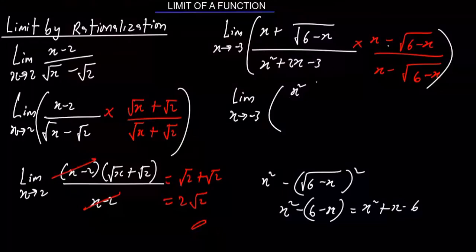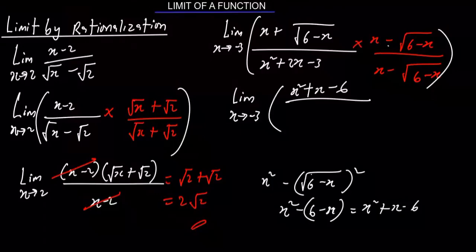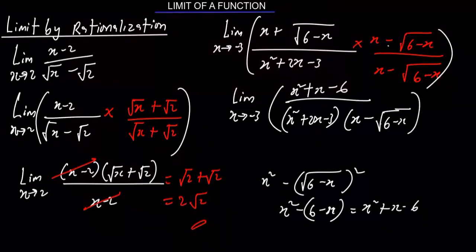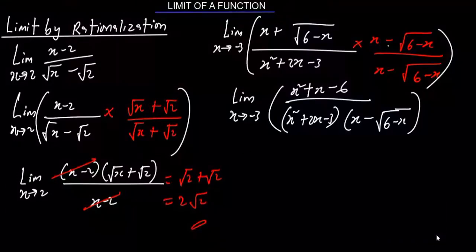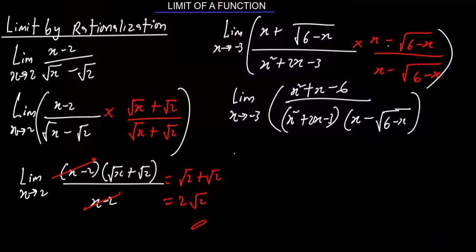This will give me x squared plus x minus 6 all over the denominator, which I have as x squared plus 2x minus 3, then x minus square root of 6 minus x. Now, let's look at this. Do you have anything that can cancel out? Of course, it might not be obvious that something can cancel out now. You'll be like, wow, something is not canceling out. What should we do? There's still more to do.